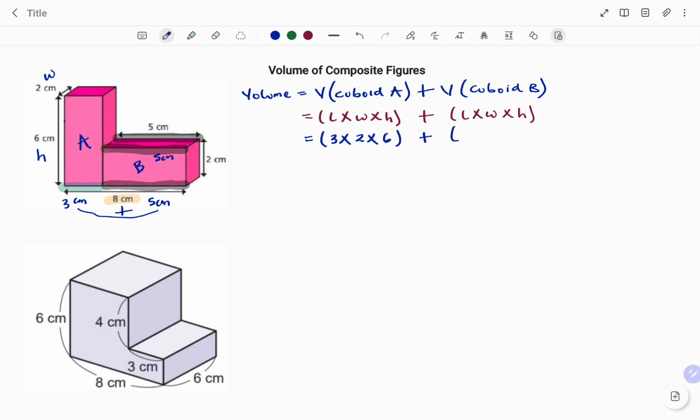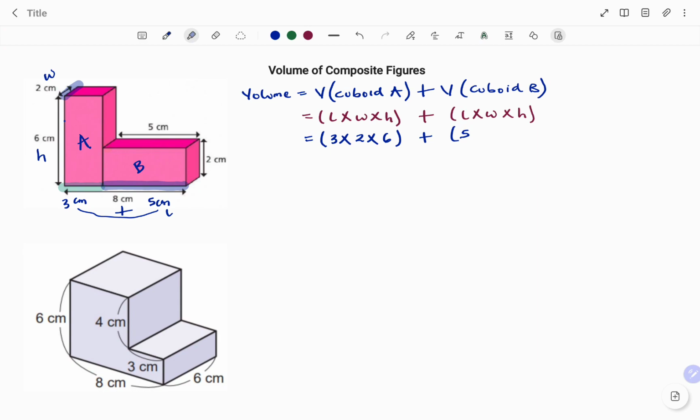Going back to the second cuboid, that's cuboid B, I'm going to take out all the highlight. I'm starting with my length. I have the remaining distance as shown to be 5 centimeters, so I have length to be 5. I have my width. Remember, if I look at all the parallel lines from cuboid A, I have the width to be 2 centimeters.